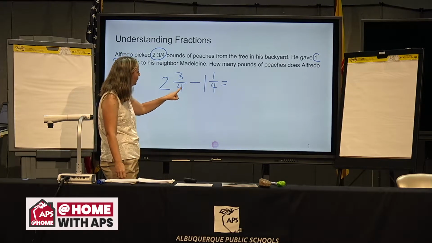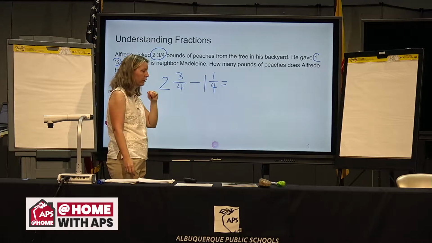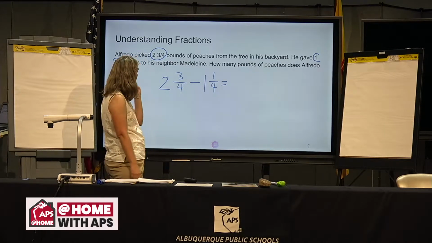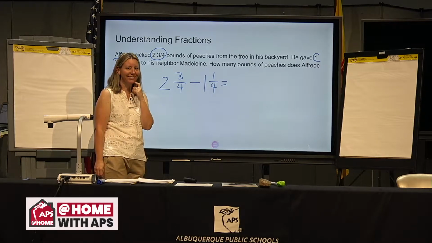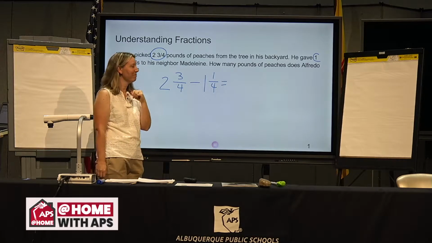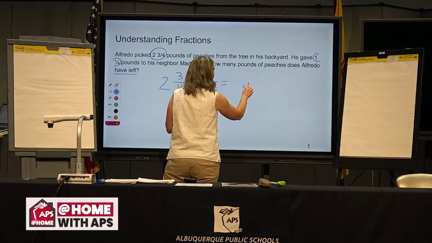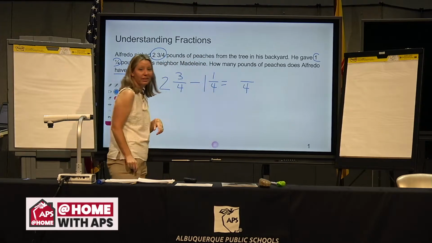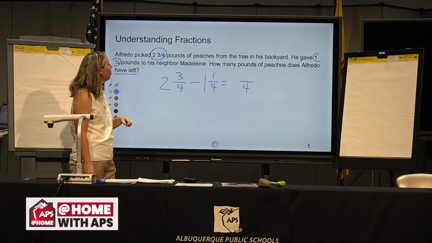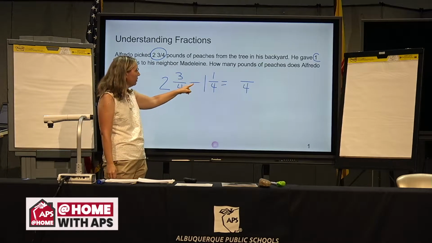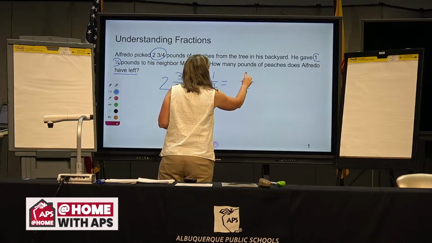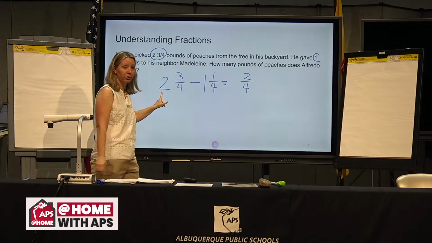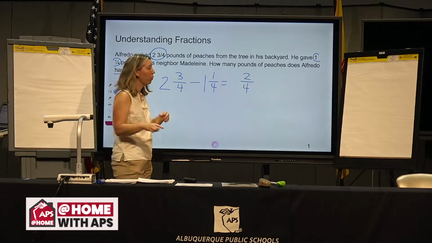So 3/4 minus 1/4. Oh, whoa, look at that. They gave us a little clue. My denominator is fourths. Lucky for me, I didn't have to do any work on this one. So what is 3 subtract 1? 2. And then I do my whole numbers now. 2 minus 1 is 1.